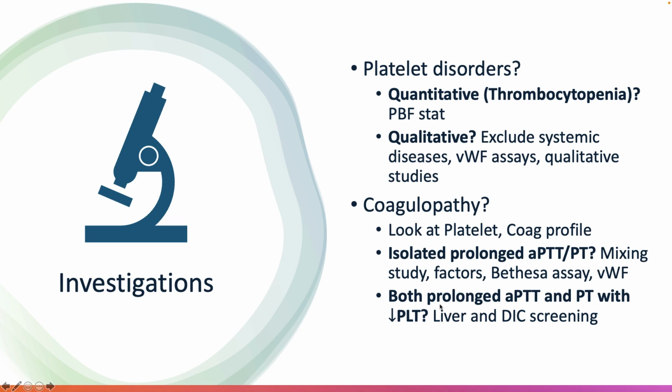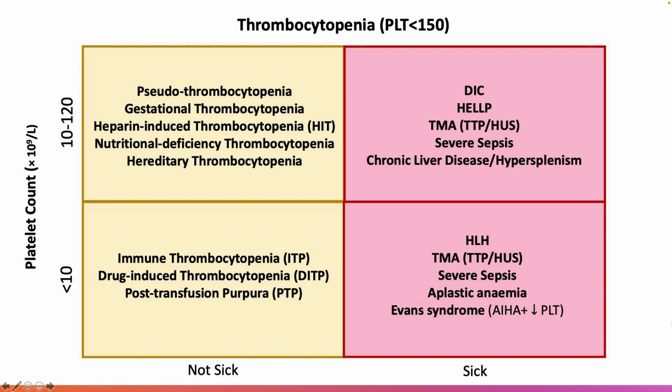Okay, but let's say you're dealing with both APTT and PT prolonged and also there's thrombocytopenia. The first two diagnoses that you must think of are actually liver disease or even suspecting DIC. Okay, so this is my very simple way of approaching a patient with thrombocytopenia. Generally, any platelet less than 150, we will classify as thrombocytopenia.